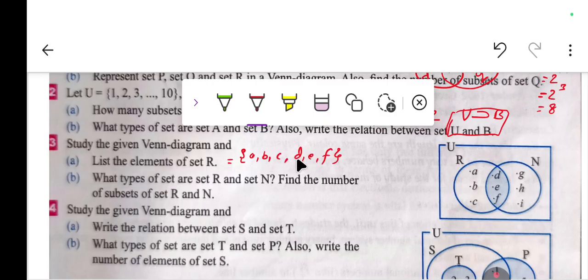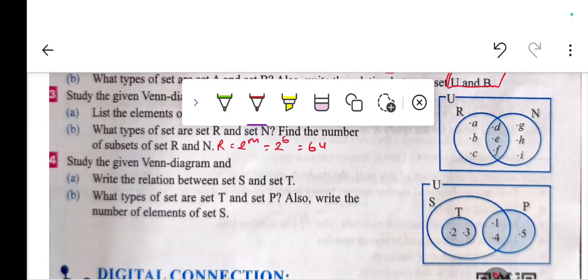Other questions I'll solve orally. What type of sets are set R and N? R and N are overlapping because D, E, and F are common in both R and N. Find the number of subsets of R and of N. The formula we will be using is 2 to the power m. First for R, the number of subsets of R is 2 to the power 6, which is equal to 2, 4, 8, 16, 32, 64. For N it will be the same because it has the same number of elements. 64 will come.